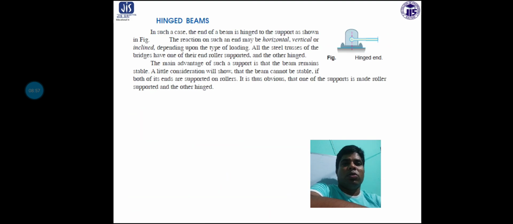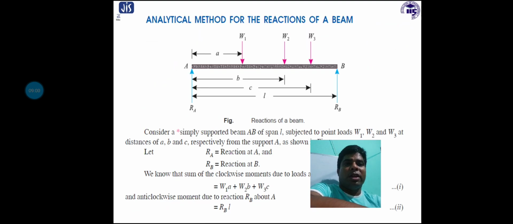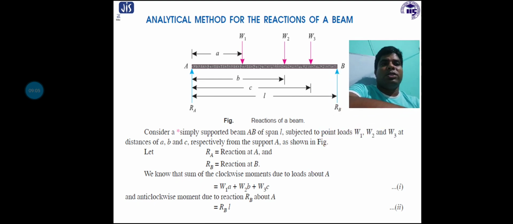Now next, go back to the original first slide. That means the analytical method for the reactions of a beam. If I consider a beam AB, and the load is applied at some certain distance, starting from point A, at a small distance a, W1 load is applied. After distance b, W2 load is applied. At distance c, W3 load is applied, and the total length will be L.